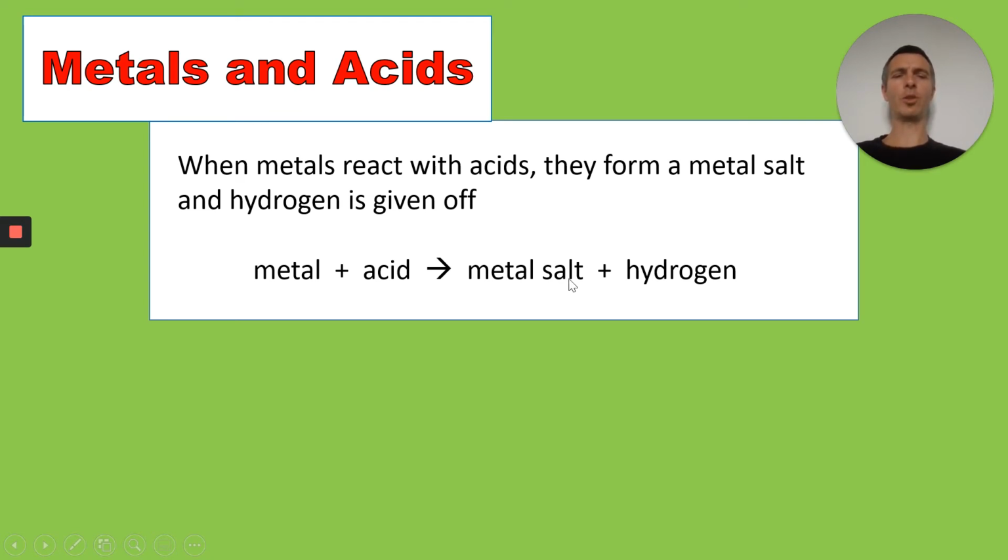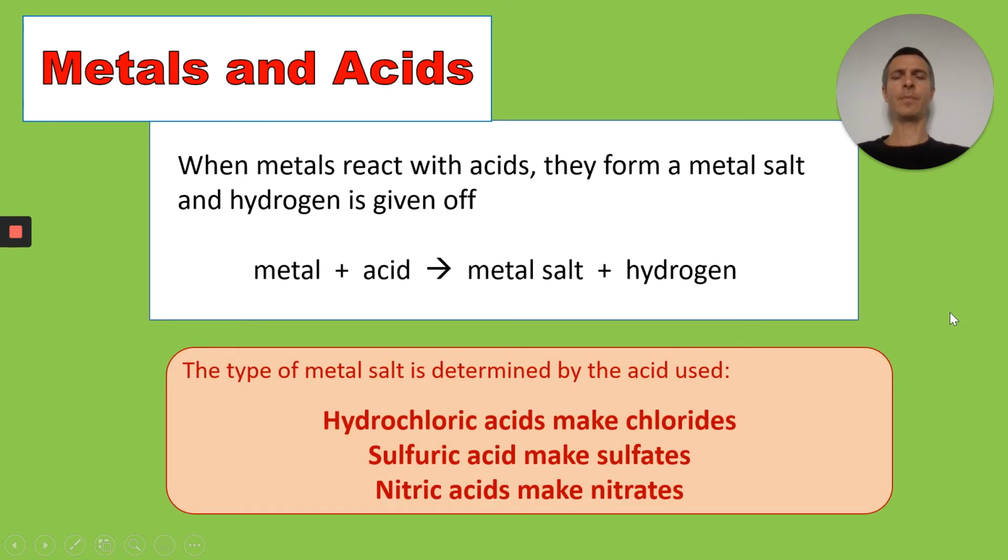The name of the salt you make, though, is determined by the acid you use. If you use hydrochloric acid, you will make a chloride. If you use sulfuric acid, you make a sulfate, and nitric acid makes a nitrate.